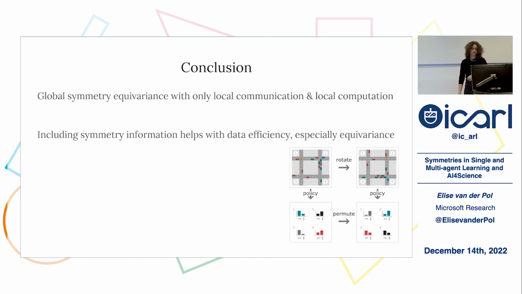So to wrap up this part of the talk, we enforce this global symmetry equivariance with only local communication and local computation. And this helps us with data efficiency, especially if we use it as an equivariant network.